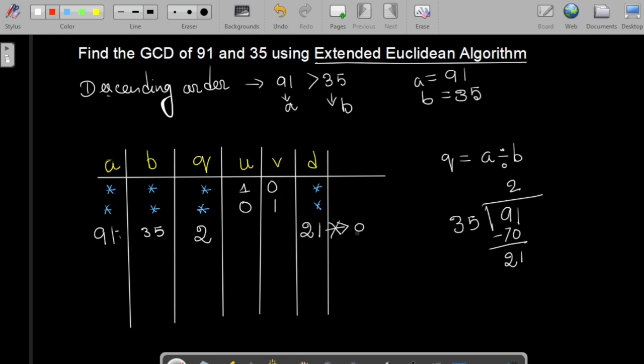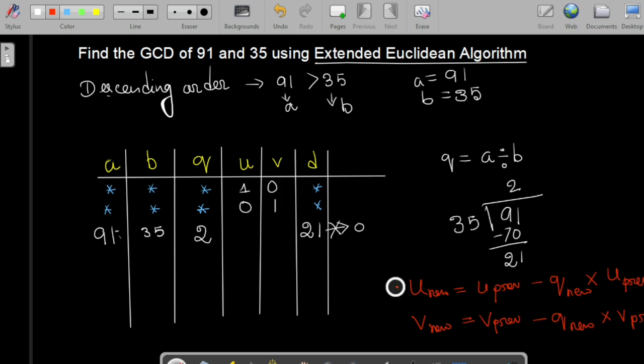Now see, the formula for calculating the new U will be U previous minus Q new, the new Q, multiplied by the previous U. So this is the formula for finding the new U. And similarly, for finding the new V, it's V previous minus Q new, the newer quotient, multiplied by the previous V. This is the formula, and we will use this formula over and over again until our remainder comes out to be 0.